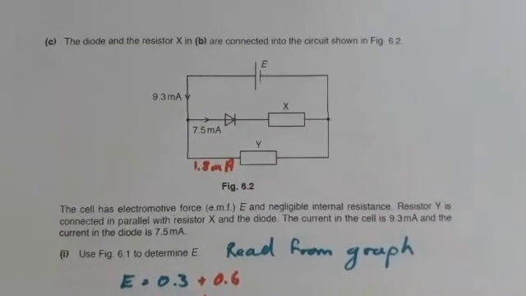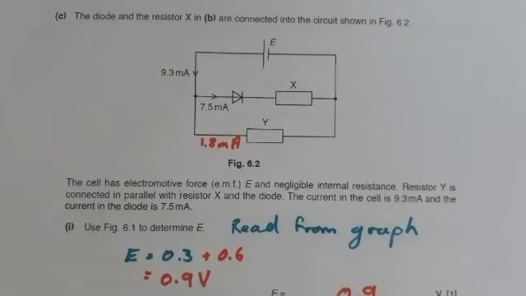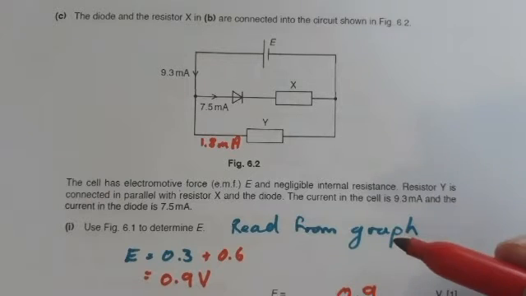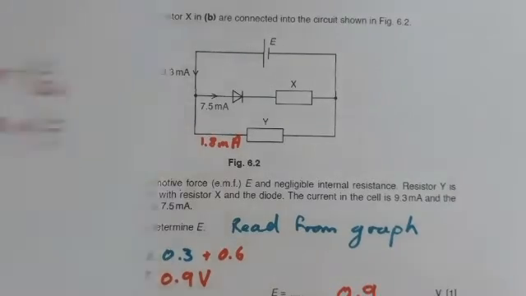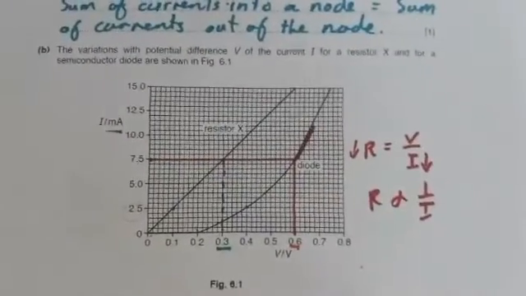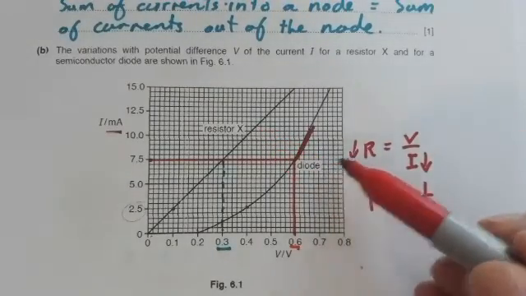The cell has an EMF and a negligible internal resistance. The resistor Y is connected parallel to resistor X and a diode. The current in the cell is 9.3 and the current in the diode 7.5. Use figure 6.1 to determine E. Right? How on earth can we do that? Well, look at what we have on our graph. We have resistor X and my diode.